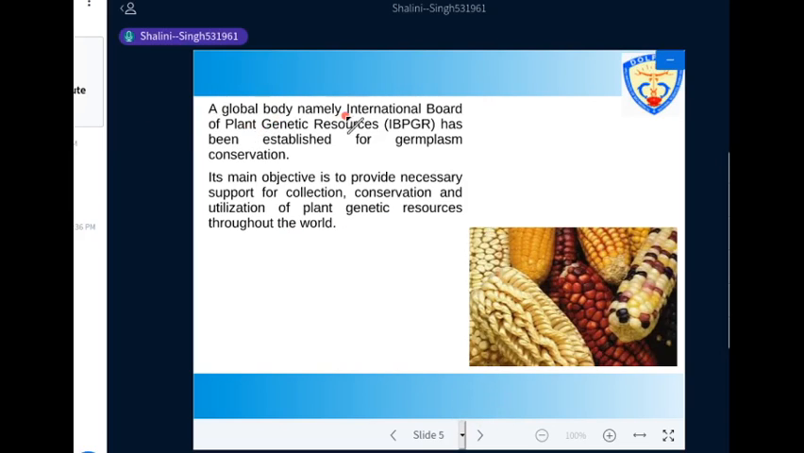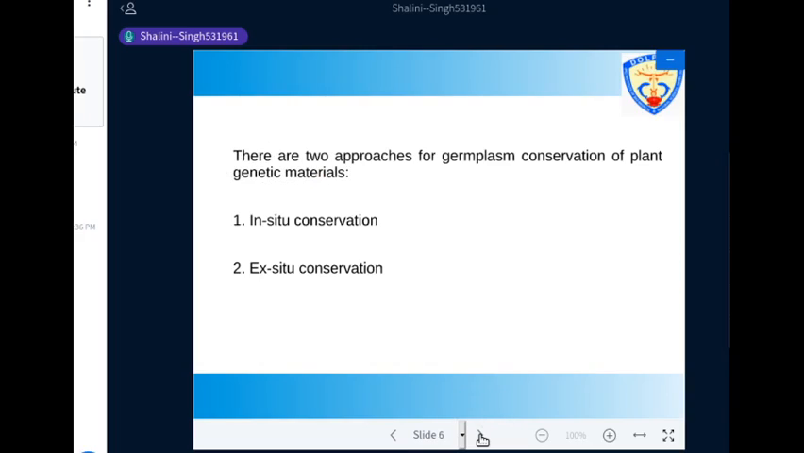A global body, namely the International Board of Plant Genetic Resources (IBPGR), has been established for germplasm conservation. The main objective is to provide necessary support for collection, conservation, and utilization of plant genetic resources throughout the world. In India, germplasm collection is undertaken by the National Bureau of Plant Genetic Resources. Headquarters are situated at Delhi. There are two approaches for germplasm conservation of plant genetic material: in situ conservation and ex situ conservation.